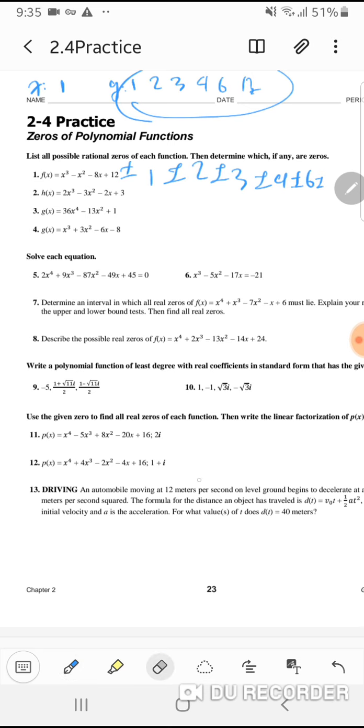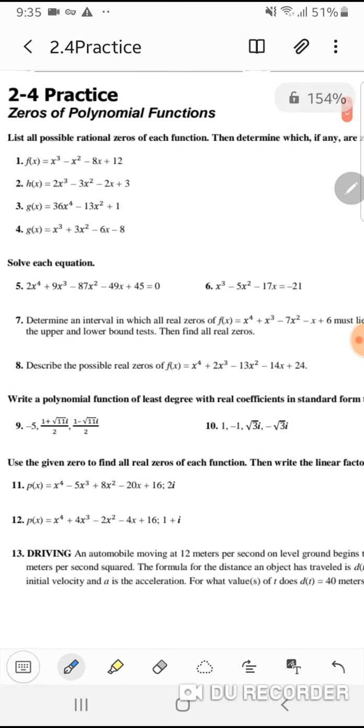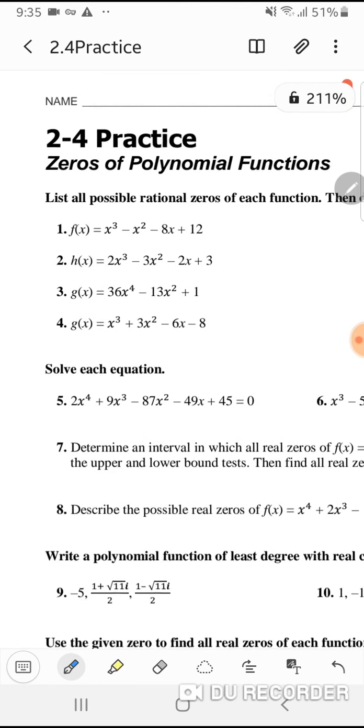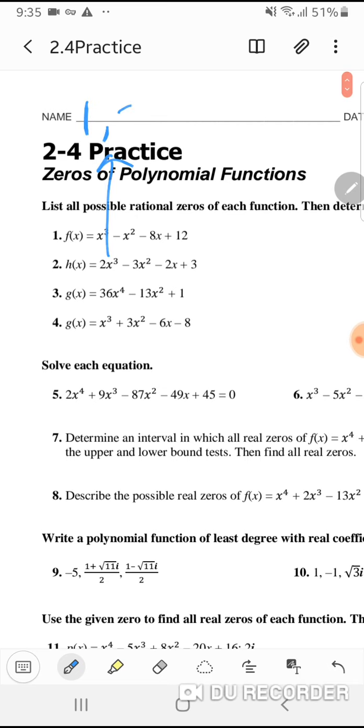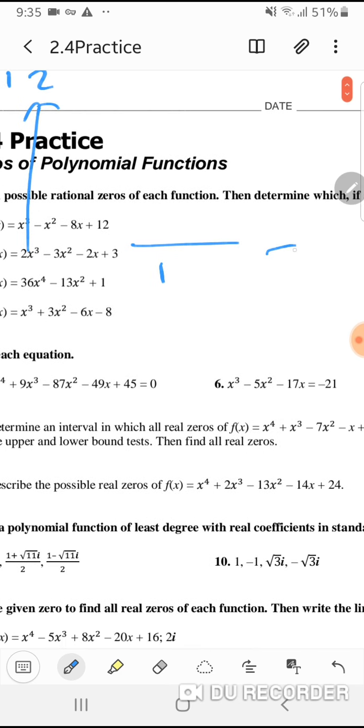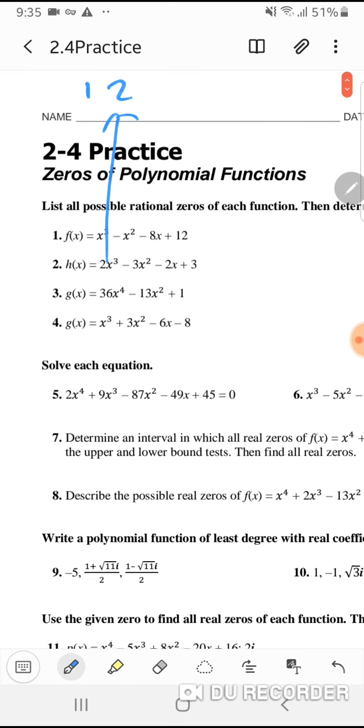And then for the next number, we have two numbers, right? We have 1 and 2. I don't want to write plus minus every time. I'll just say 1 and 2, and when we have to find the rational zeros, we can simply write the plus minus signs when we need them. So 1 and 3, that's 1 and 3.